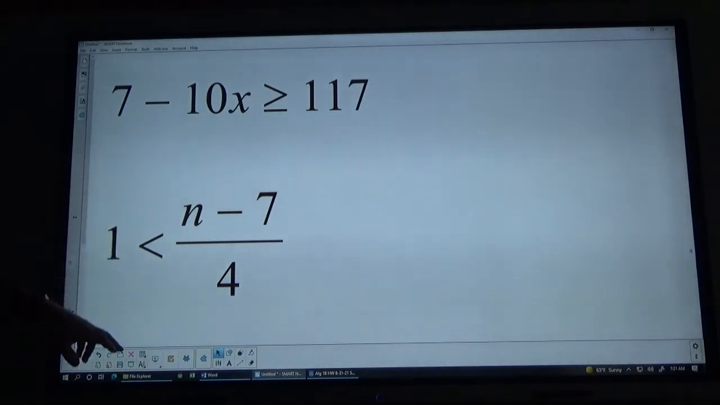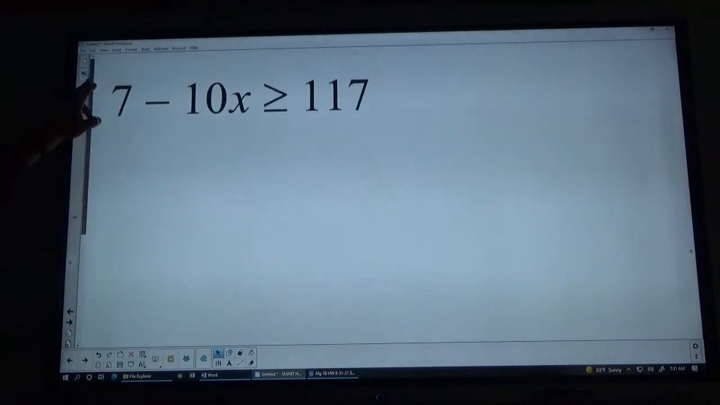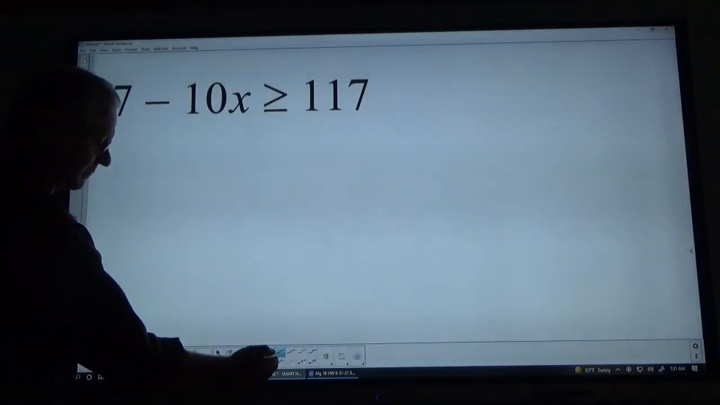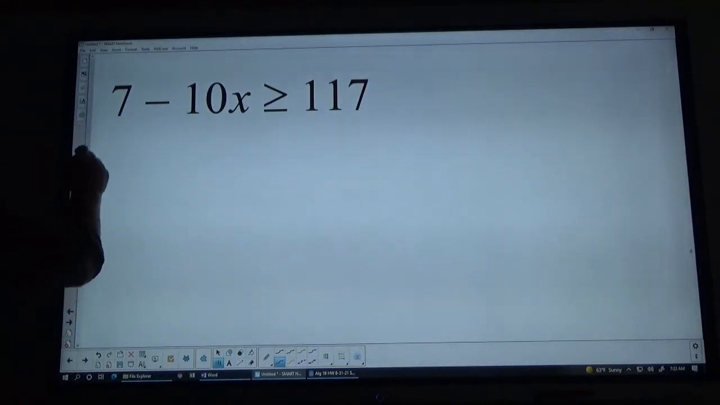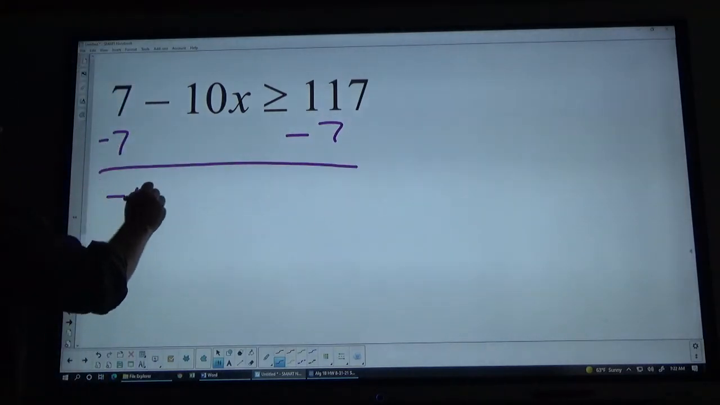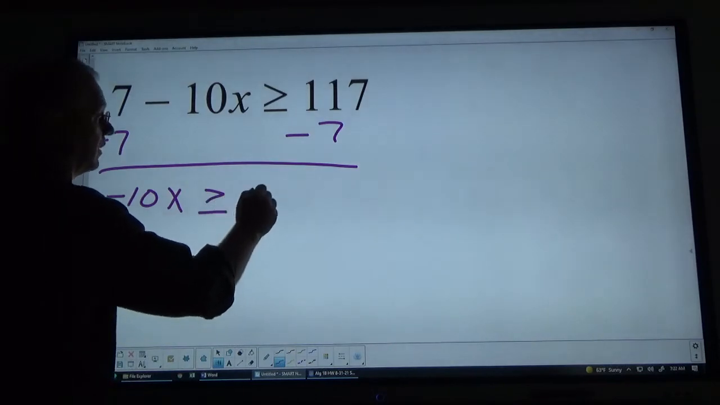So, first thing we're going to do, I'm going to extend this down so it's out of the way, and let's do this example. In this example, there's no distributive property, the variable's already on the left, there's no like terms, so we're going to start by getting rid of the 7. I'm subtracting 7 from both sides. Negative 10x is greater than or equal to 110.